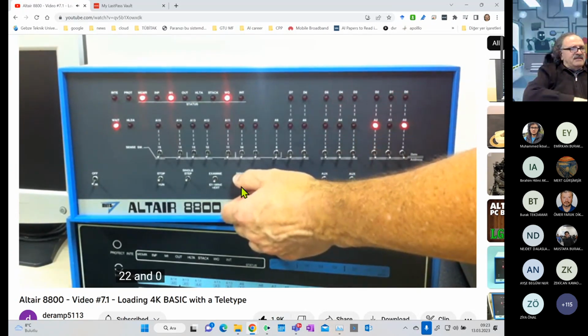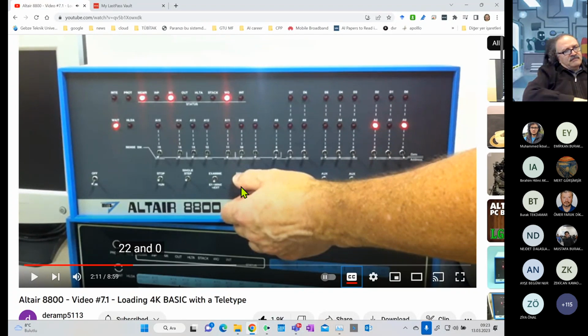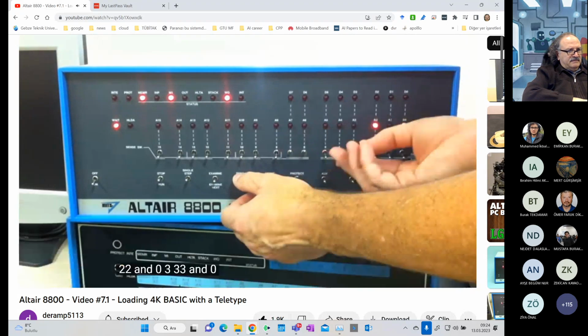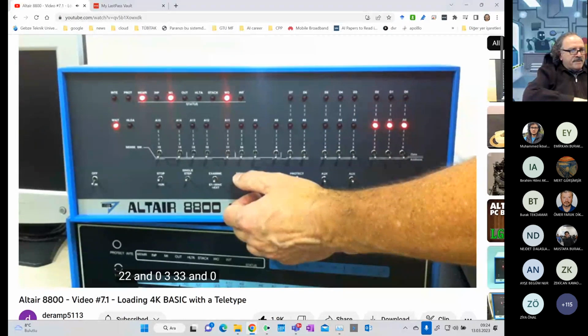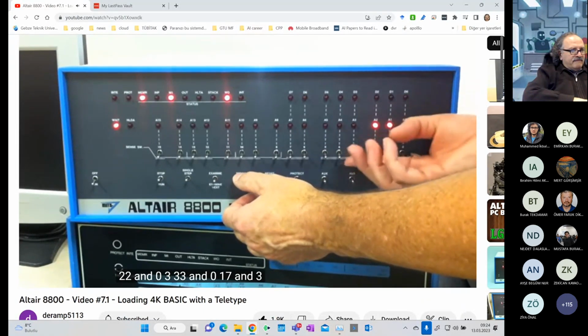These numbers, okay, this is how you program your computer using machine code. This is not assembly, this is machine code. You are just entering numbers. That's it. And these numbers are provided by the manufacturer of this computer, saying enter this program first to load your program from the punch tape. 333 and 0. 17 and 330.